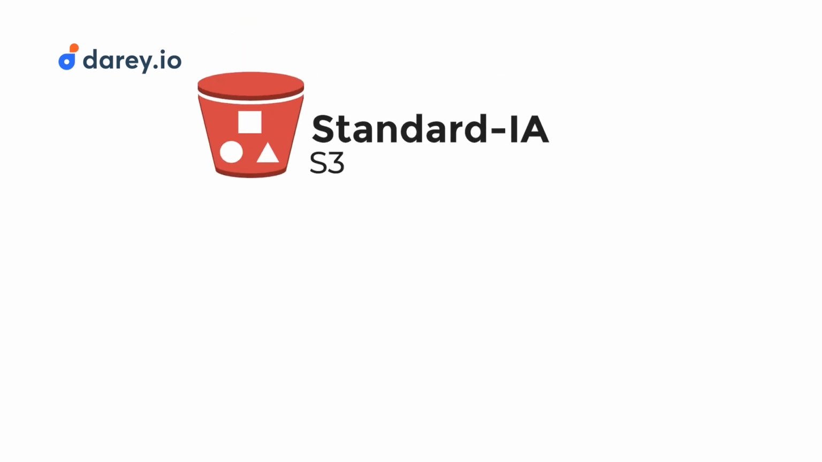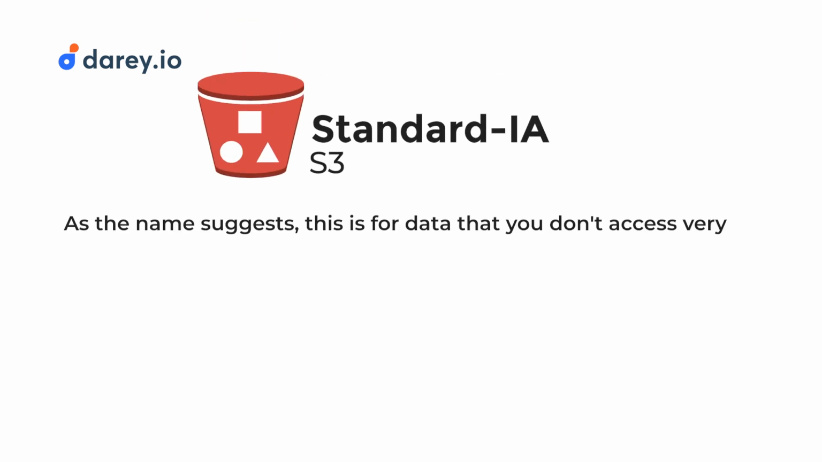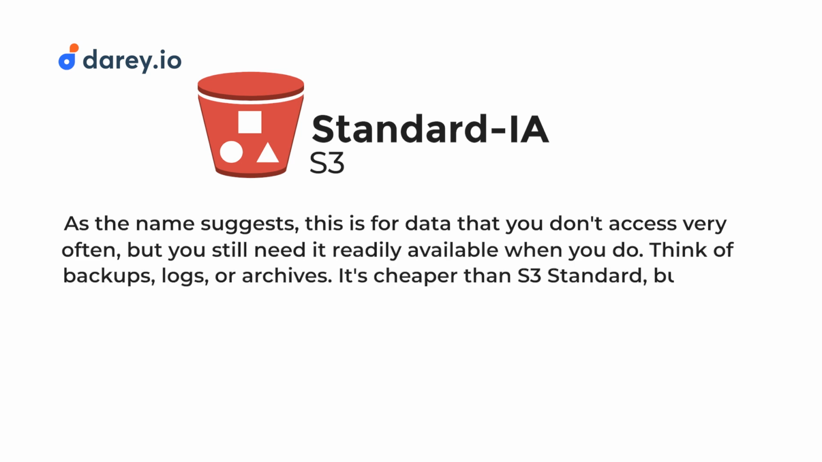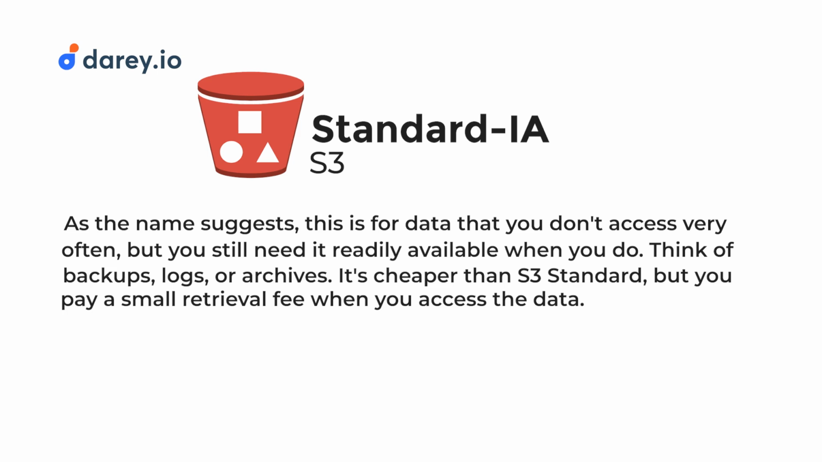S3 Standard IA. As the name suggests, this is for data that you don't access very often, but you still need it readily available when you do. Think of backups, logs, or archives. It's cheaper than S3 Standard, but you pay a small retrieval fee when you access the data.